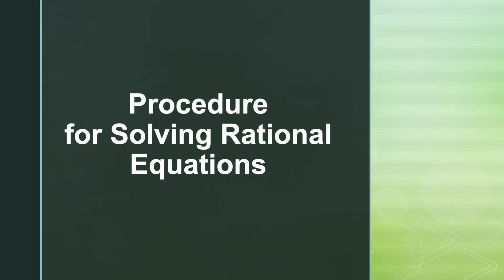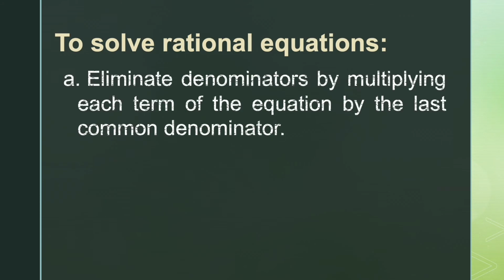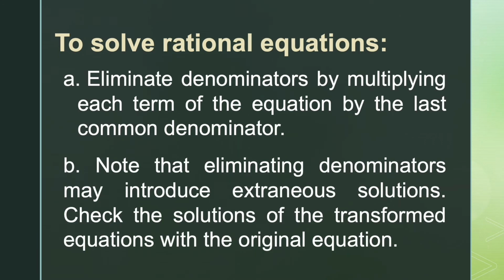Now let us discuss the procedures for solving rational equations. To solve rational equations, first we have to eliminate denominators by multiplying each term of the equation by the least common denominator. Next, note that eliminating denominators may introduce extraneous solutions. Hence, we have to check the solution of the transformed equation with the original equation.